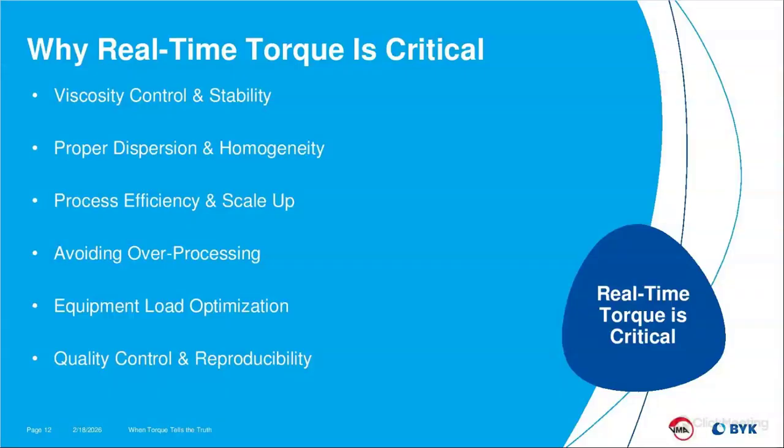And then finally, quality control and reproducibility. This is how we ensure our process consistency, from batch to batch, all the way from start to finish. This will improve our consistency and help improve our product performance, which will in turn make us more efficient and we will be more profitable, which everybody is trying to do. So with a simple TMS sensor or torque measurement, we can accomplish all of these things.